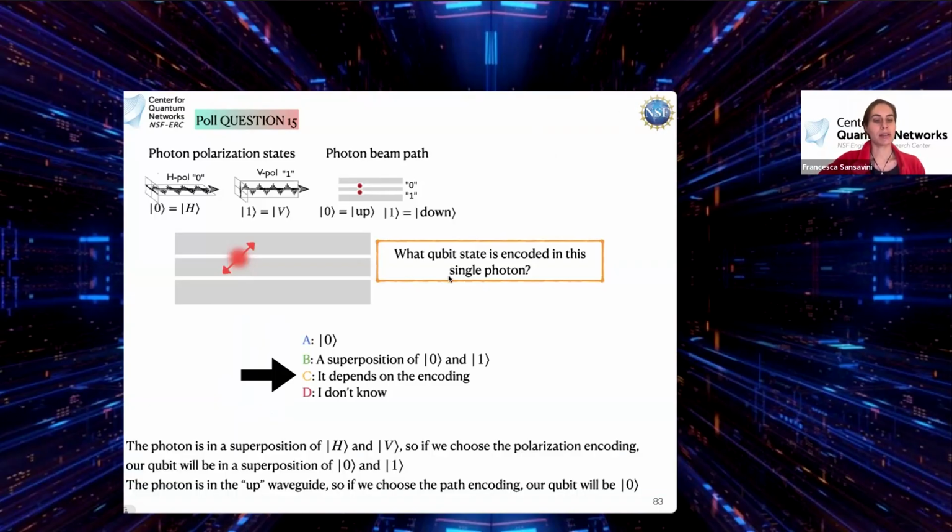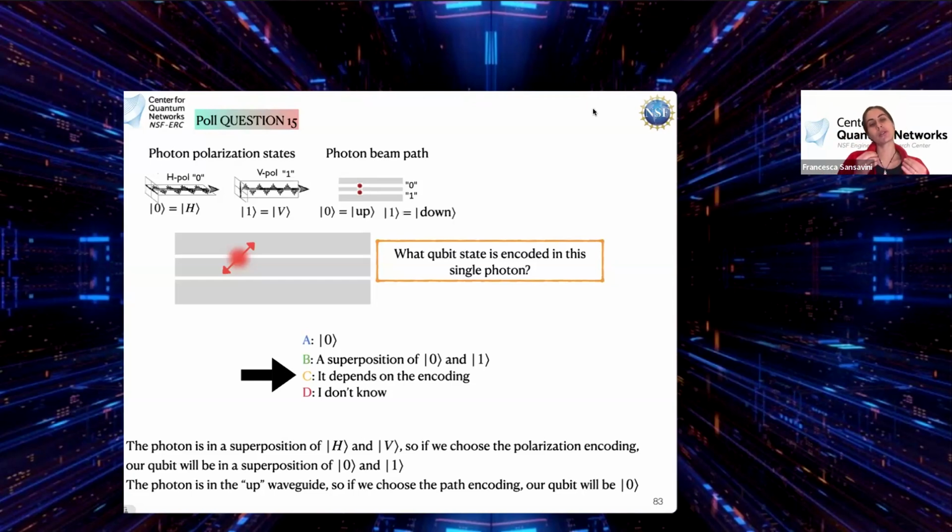The reason is that depending on the encoding that we choose, this can be either a superposition of 0 and 1, or 0. So people who answered B, they are correct if we use the polarization encoding. And likewise, people that answered 0 are correct if we are using the path encoding. So we always have to identify our encoding when we decide to use photons to send quantum information.